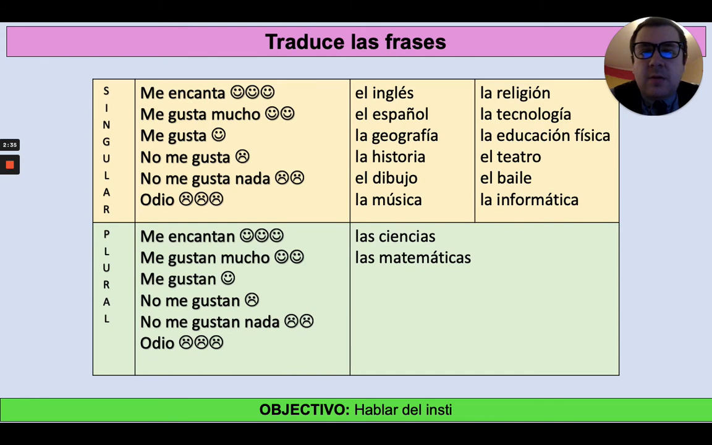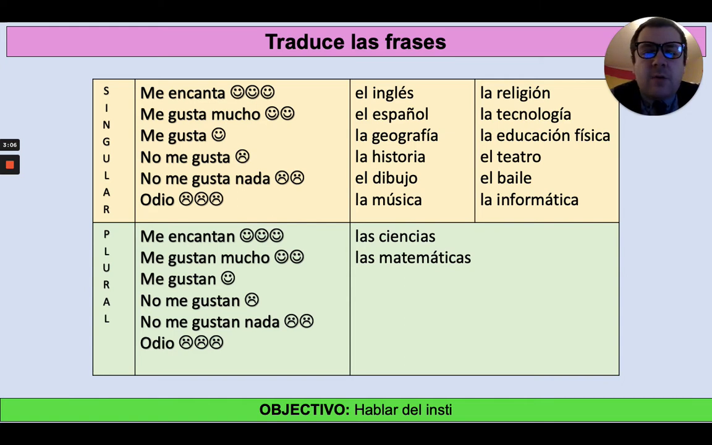Okay, so we're going to put all that together now to make some sentences. So you'll see that we have 2 rows in this table. Okay, we've got the yellow row and the green row. Okay, and the difference is the yellow row, all of those subjects are singular. Okay, so to give an opinion about them, we use the opinions in the second column. So me encanta, me gusta mucho, me gusta. Okay, so me gusta el inglés, me gusta la religión, no me gusta el teatro, etc.